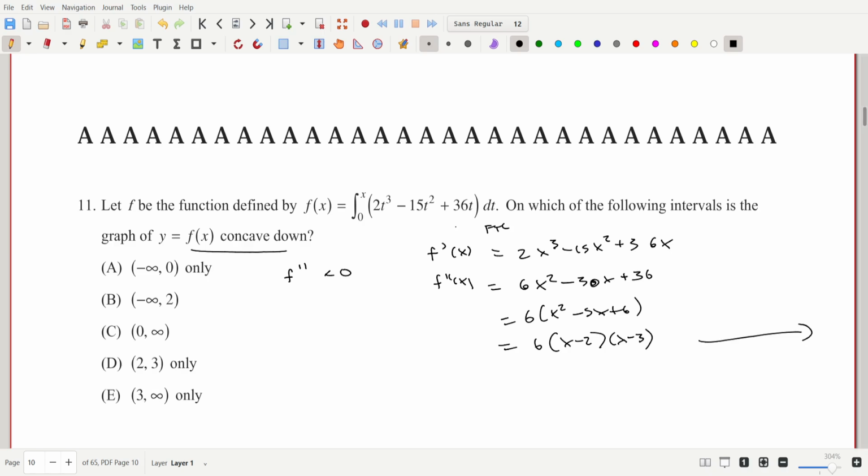Okay, sign diagram, because we want to know when it's negative. So we got 2 and 3. And it's a positive quadratic, so plus minus plus. Yeah, 2 to 3. Right.